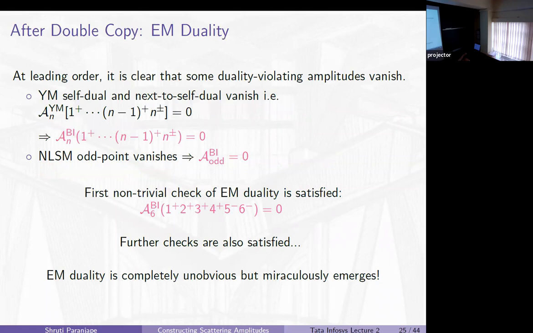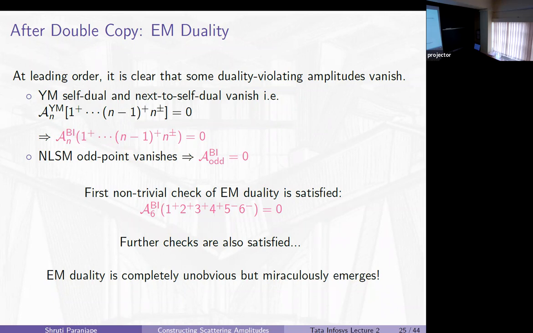Okay, so just because we were talking about helicity conservation, I want to point out that it's very unobvious from the point of view of the double copy, even at tree level or even in leading order, just because what you're double copying is Yang-Mills with nonlinear sigma model. Yang-Mills has a few sectors that have to vanish because of supersymmetry, but it's definitely not all. And for the nonlinear sigma model, the odd point amplitudes vanish, but at even point, it's still anyone's game. So it's not at all obvious from the point of view of the double copy why this.